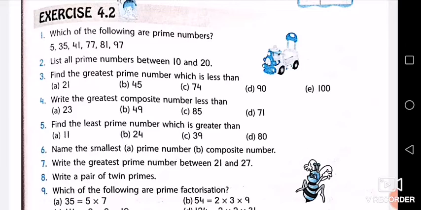Now 18 again. 18 comes in the table of 2, 3, 6, 9, 1 and 18 itself. So 18 is not a prime number. 19. Yes, 19 is a prime number. Very good. Now 20. 20 you will not see. You have to write between 10 and 20. So we will see from 11 to 19. So we have got all prime numbers between 10 and 20.